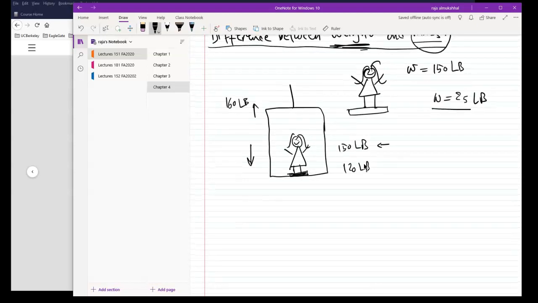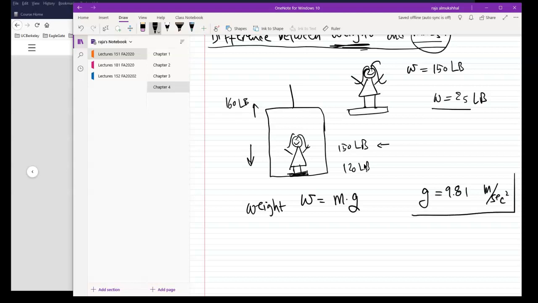And this relation, which is very important, is that the weight, let's call it W, small letter w, is equal to the mass times g, where g here is the acceleration due to gravity, 9.81 if you want to be precise, meter per second squared. That will be the acceleration.